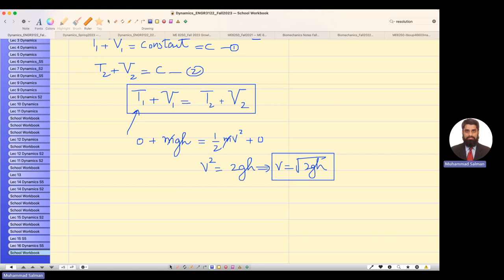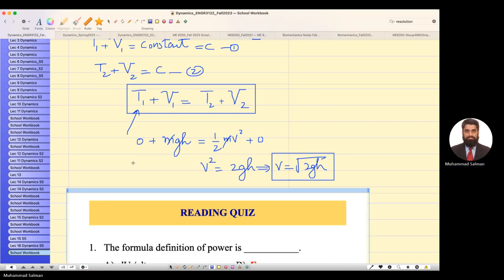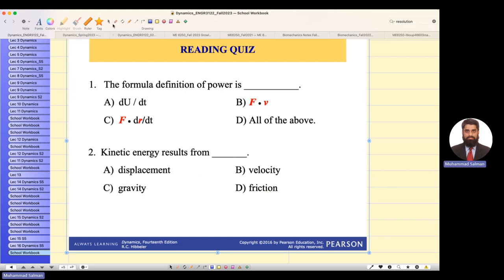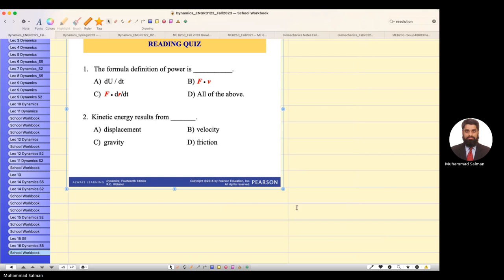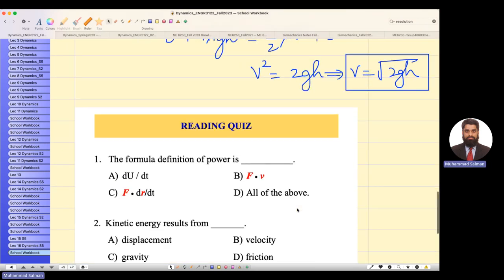After this, you should be able to answer the quiz question. The question number one. Can you answer the question number one? What do you suggest me? What should be the answer for quiz number one? One student says it is D. Do you agree with that student? I agree with him too. So the correct answer is all of the above.